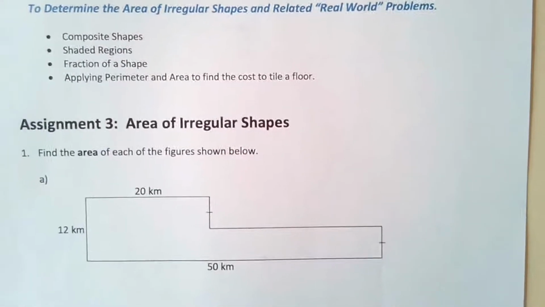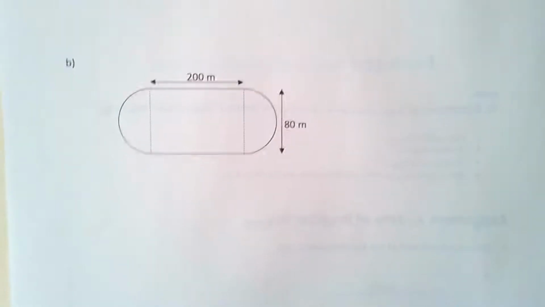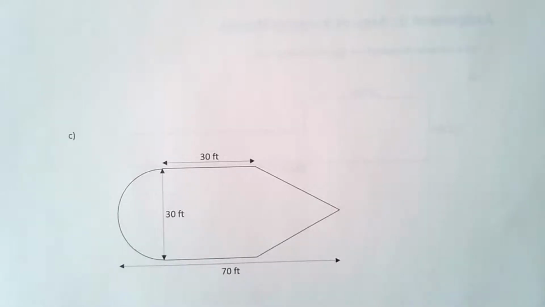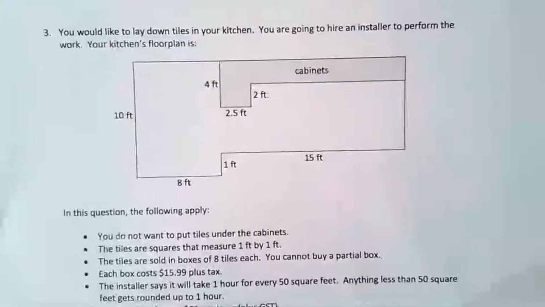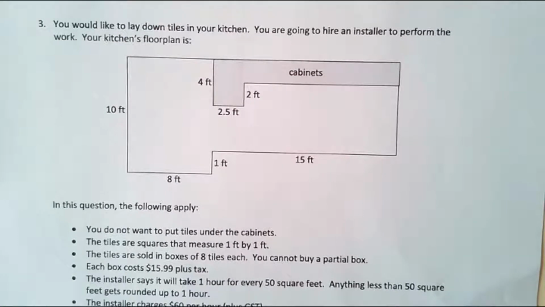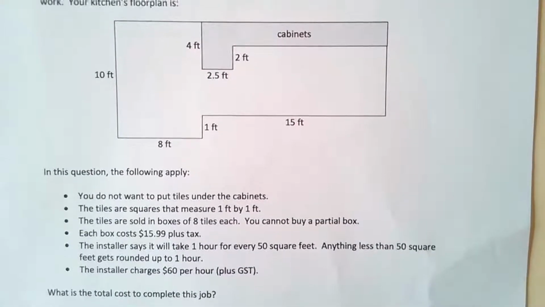Reviewing assignment 3, we'll be looking at 3 questions of irregular shapes. First one is here, then we have one that has 2 semicircles and a rectangle. Next one has a triangle, a semicircle, and a rectangle. And then we'll look at one real world problem, tiling the floor of a kitchen. You have to find the cost to tile the floor of a kitchen, and you're given certain conditions. Okay, so that's our lesson for today.